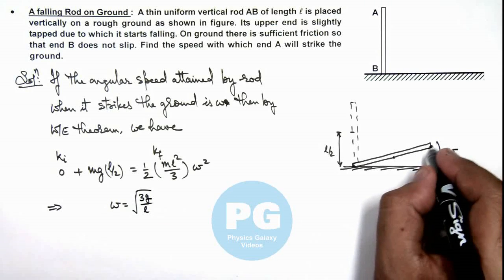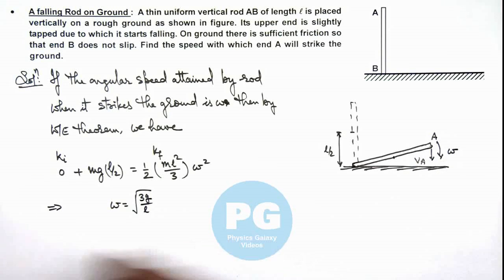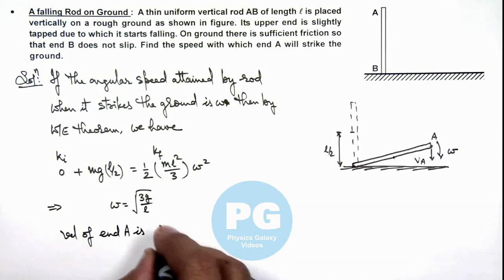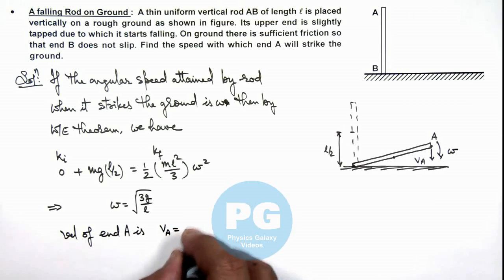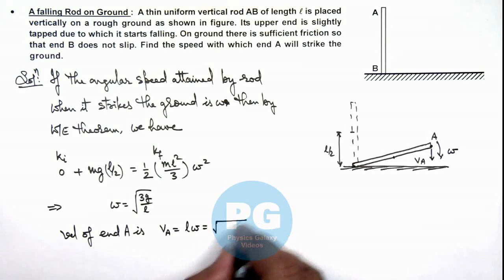Here if we calculate the velocity of end A with which it is striking the ground, then we can write velocity of A, this can be given as VA, which is L omega, that is L multiplied by root of 3g by L. So this root of 3gL, that is the result of this problem.